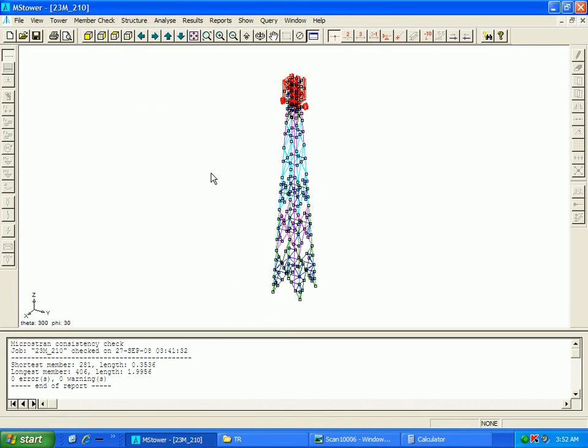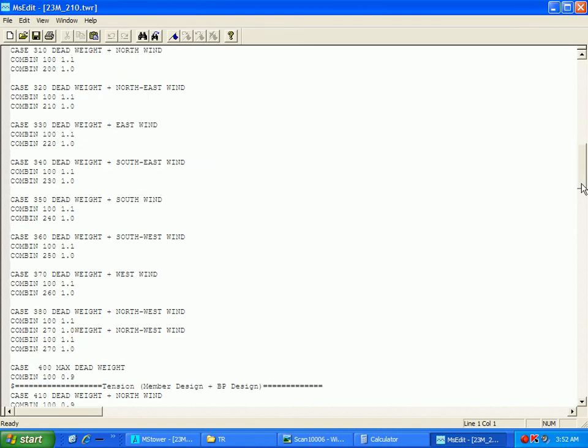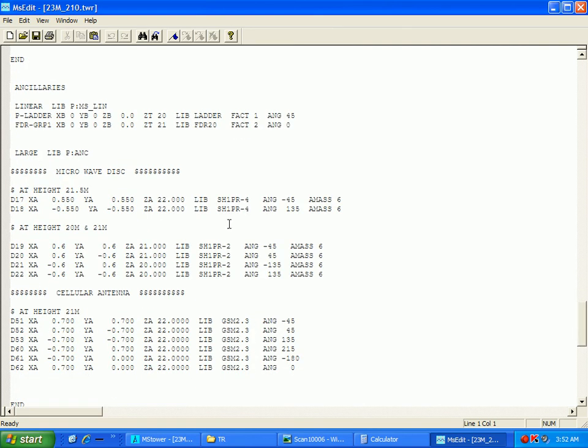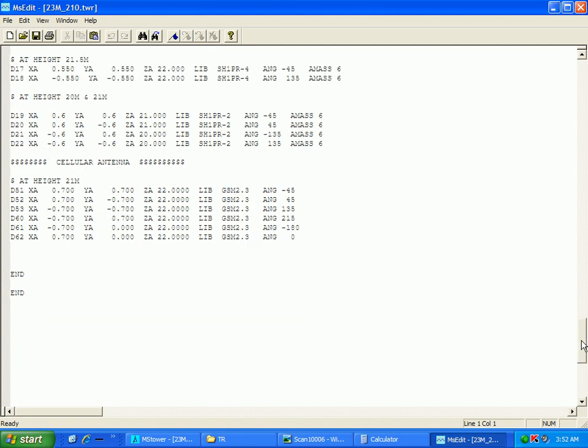So this is the conclusion of our loading of antenna. Linear ancillaries means the ladder and feeder, and large ancillaries means the dishes and antennas.